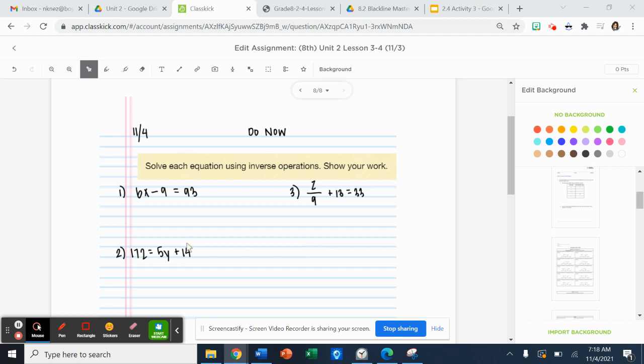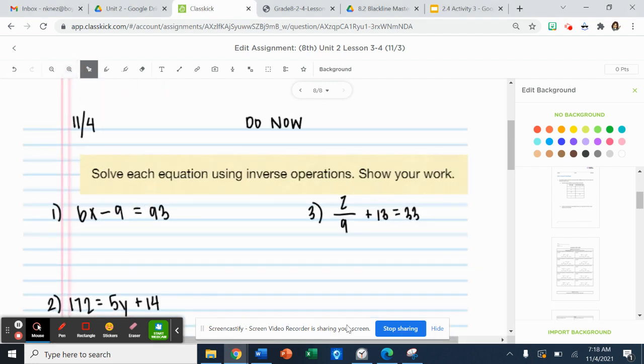This video reviews today's do now. Solve each equation using inverse operations. You should have already given it a try on your own. To solve an equation using inverse operations, our goal is to get the variable or the letter by itself so we can figure out what it's equal to.